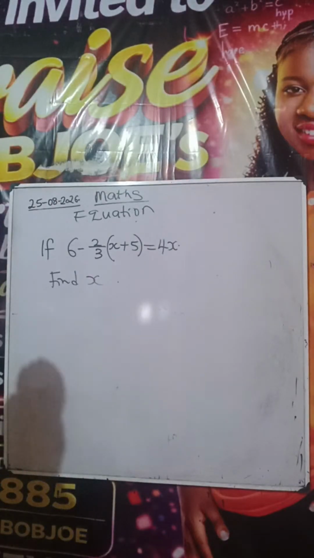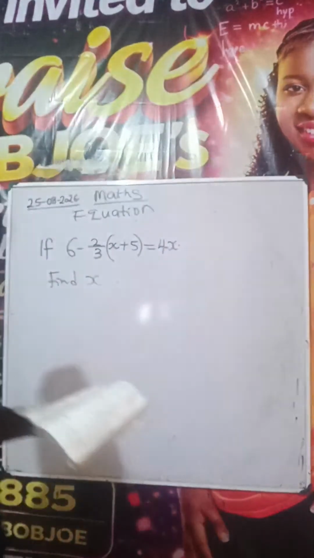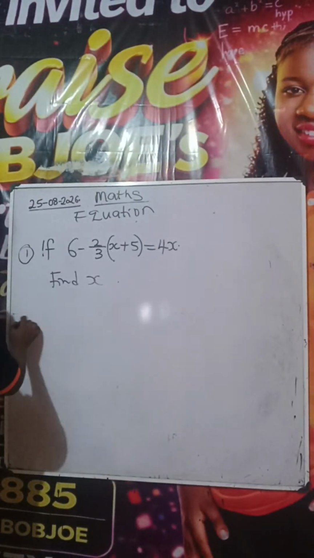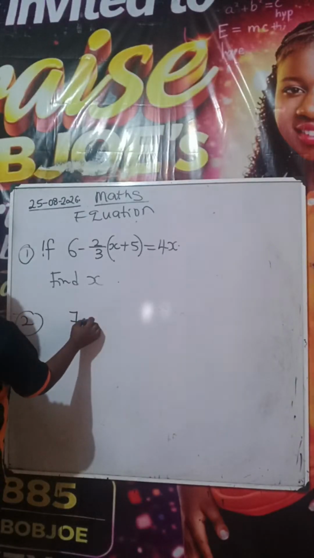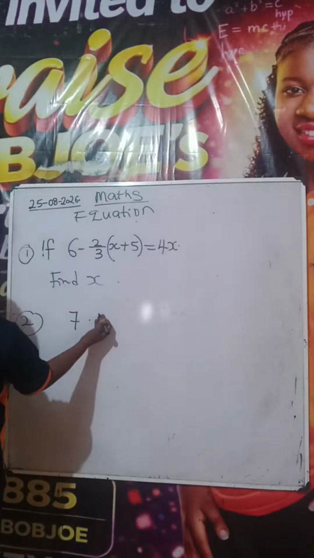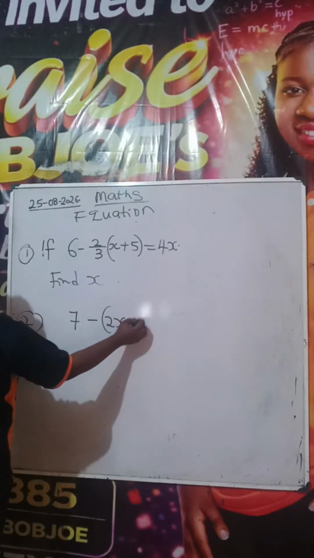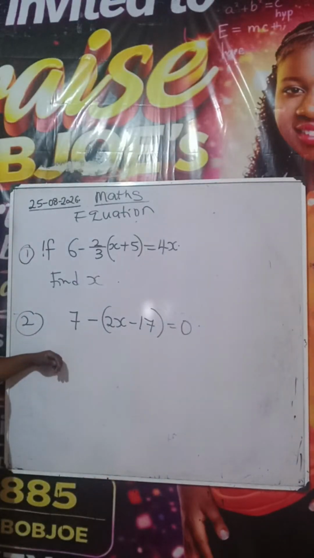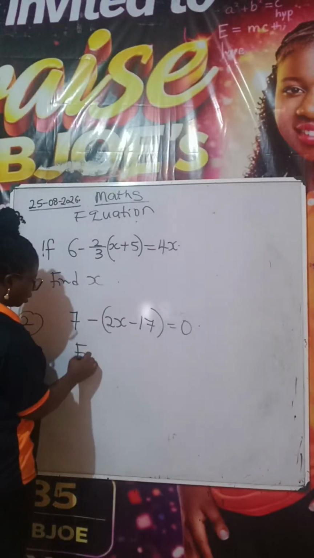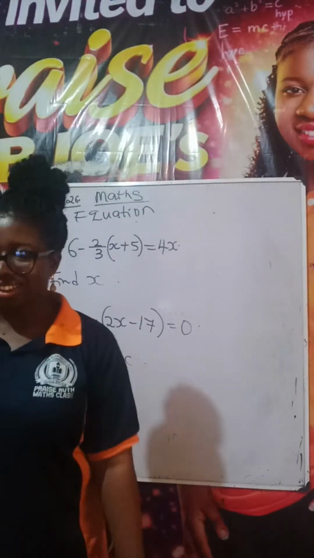Based on where we started from today, we first solved ordinary equations. So this will be number 1. Then number 2 is going to be this. We have 7 minus then 2x minus 17 is equal to 0. So you will first try these two. Then this one again, find x. So try the two, and tell me what you have.